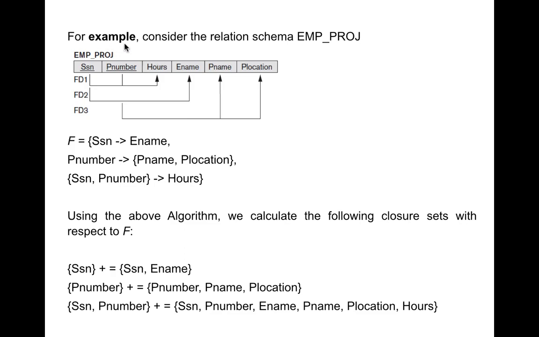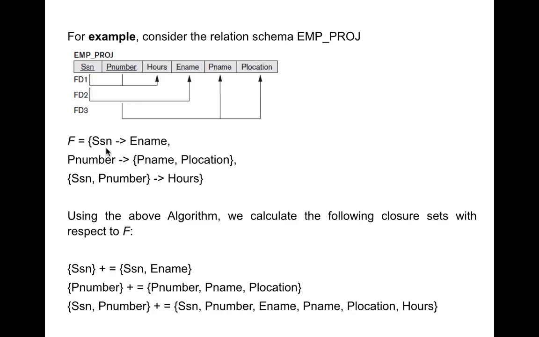Consider this example, where EMP project is a relation. In this, we know SSN and P number lead us to hours. This is the same example which we just discussed. SSN leads us to E name, so that is the second functional dependency. The third functional dependency is P number gives P name and P location. So these are the 3 given functional dependencies.